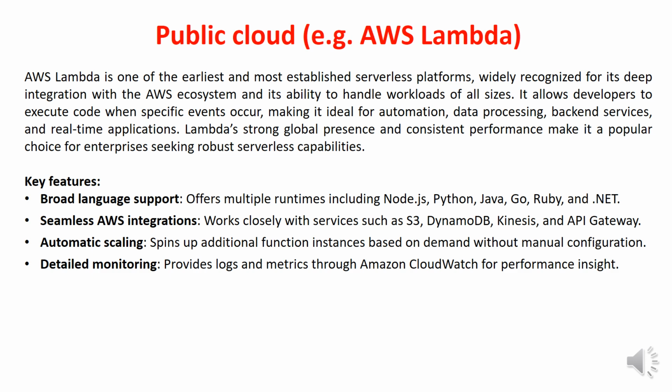The key features are broad language support, which offers multiple runtimes including Node.js, Python, Java, Go, Ruby, and .NET. Seamless AWS integrations: it works closely with services such as S3, DynamoDB, Kinesis, and API Gateway. Automatic scaling spins up additional function instances based on demand without manual configuration. Detailed monitoring provides logs and metrics through Amazon CloudWatch for performance insight.